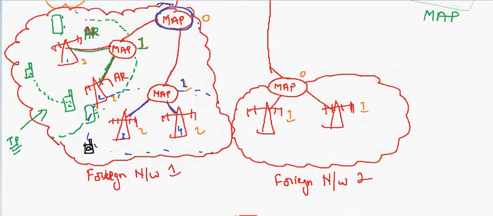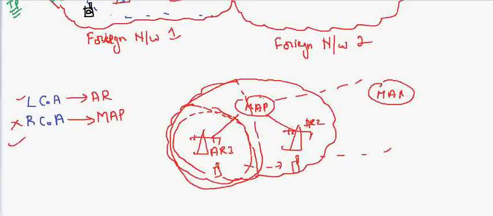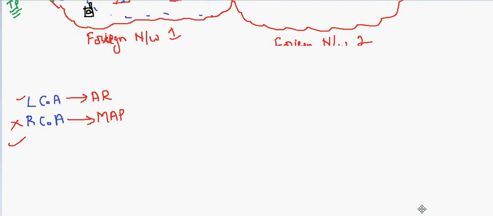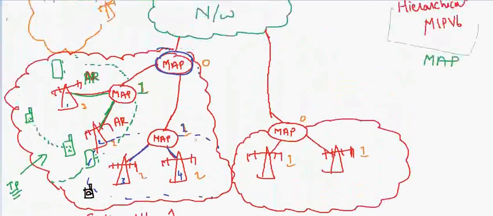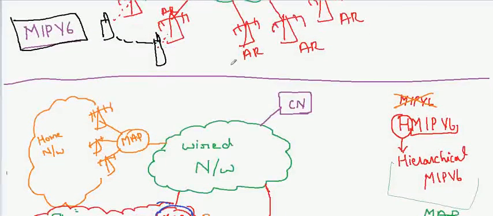So you may have already got the idea of what advantages this can have. The advantage is, I'll delete this since I don't need it anymore. When a mobile node moves from one map to the other map, only then it has to send a binding update to the home agent and the correspondent node.